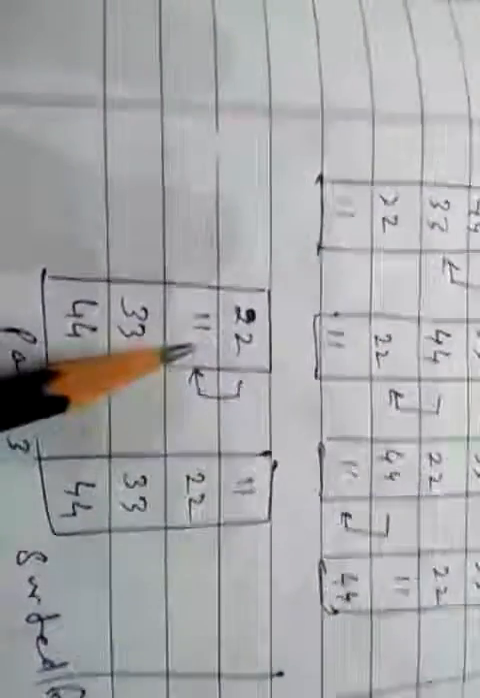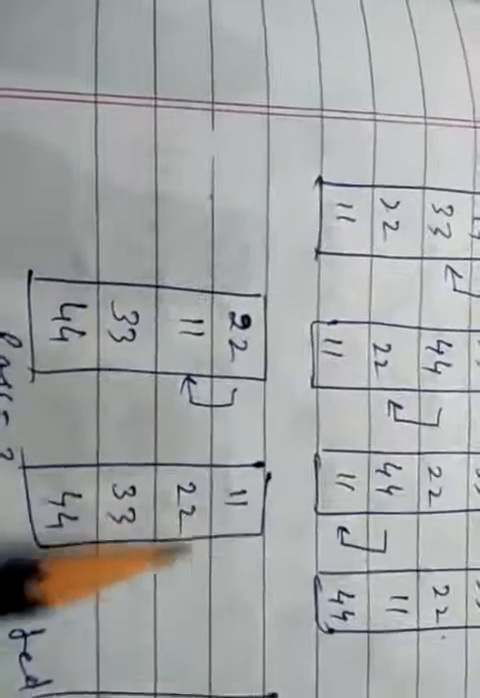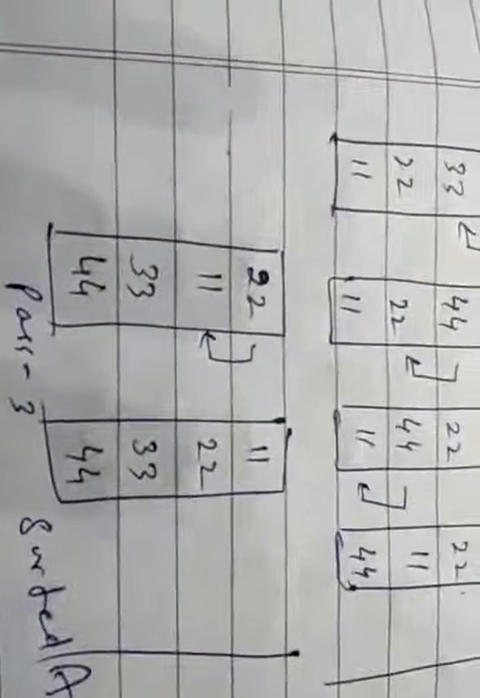In the third pass only 22 will be compared to 11. So this will become 11, 22, 33 and 44. And after the third pass the array is sorted.